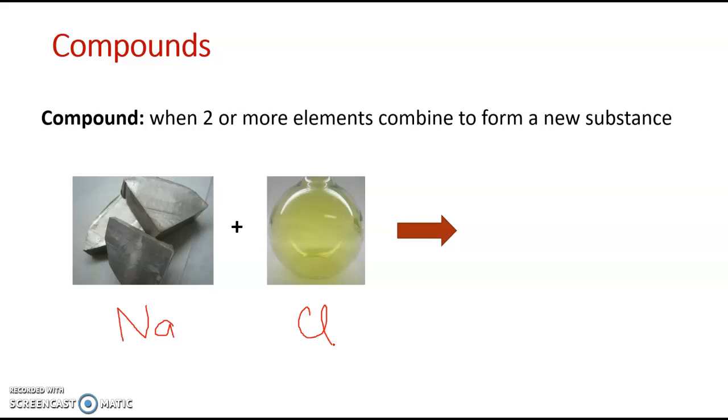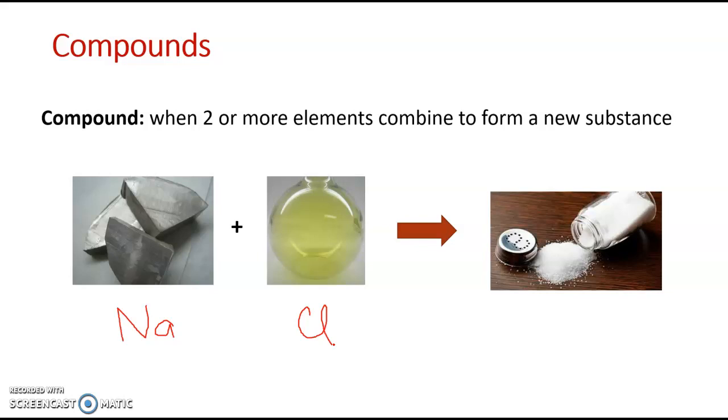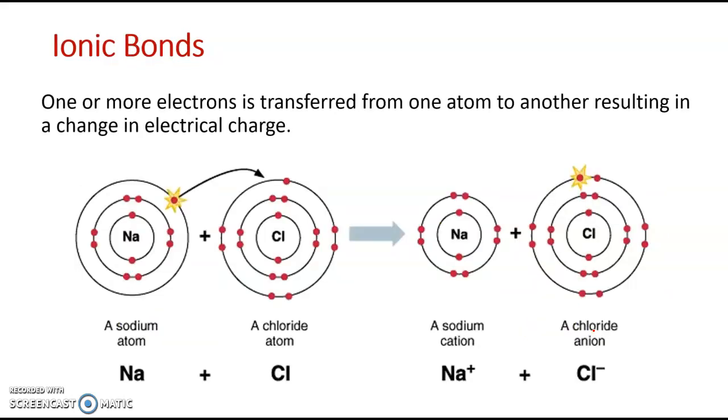So do you know what happens when an atom of sodium interacts with an atom of chloride? We get table salt, that common NaCl. And NaCl, sodium chloride, interacts by forming what we call an ionic bond. So let's look at how that happens. An ionic bond is formed when 1 or more electrons is transferred or moved from one atom to another, which causes a change in the electrical charge of both of those atoms.